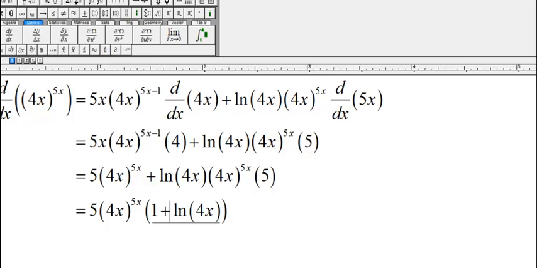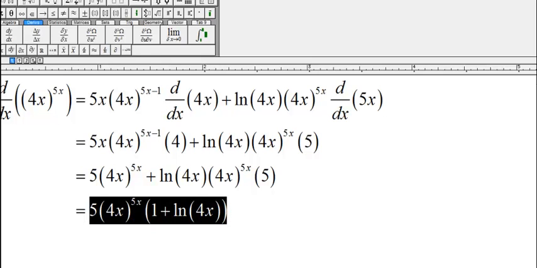So let's check the distributive. If I take the 5 times 4x to the power of 5x times the 1, I get the first term. And if I multiply it by this logarithm, I get the second term. So that is correct. There is my final answer.